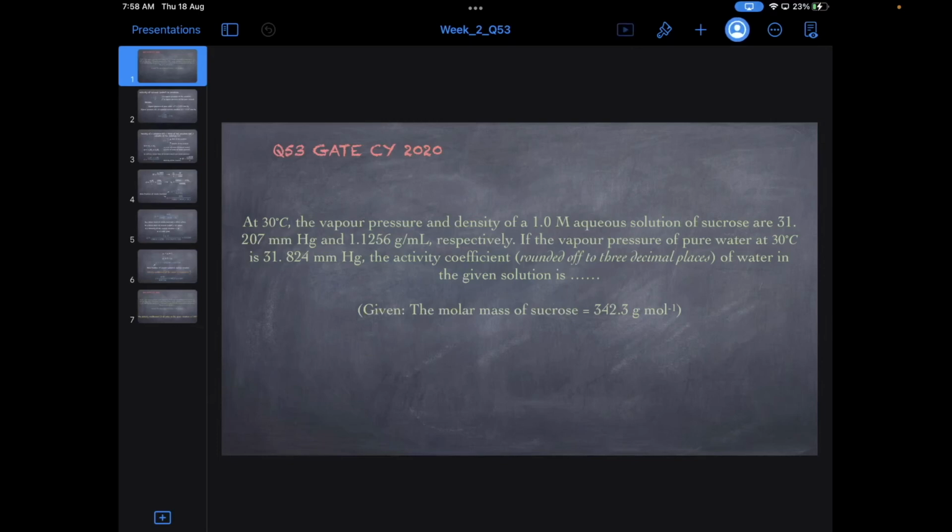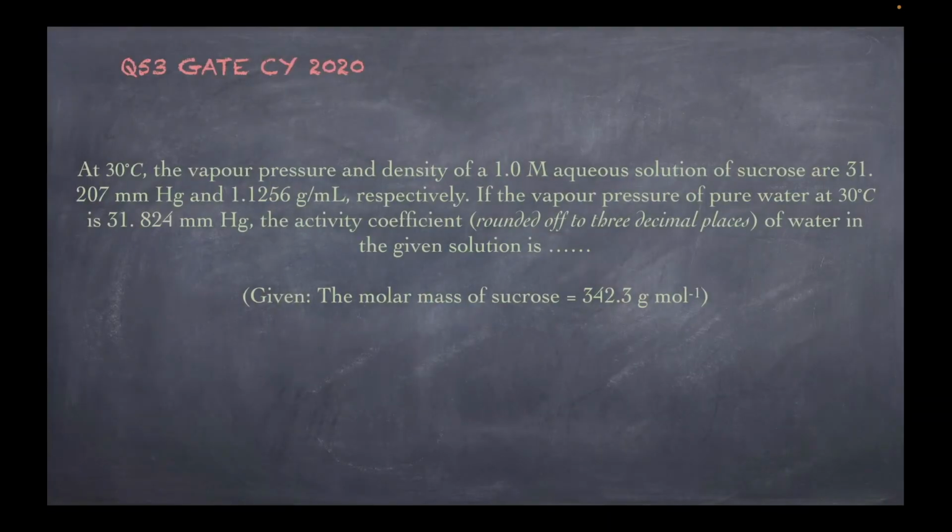In this video, we will be solving question number 53 from GATE 2020 chemistry paper. Now the question is the following. At 30 degrees centigrade, the vapor pressure and density of a 1 molar aqueous solution of sucrose are 31.207 millimeter Hg and 1.1256 gram per ml respectively. So if the vapor pressure of the pure water at 30 degrees centigrade is 31.824 millimeter Hg, then we have to find the activity coefficient of water in the given solution.